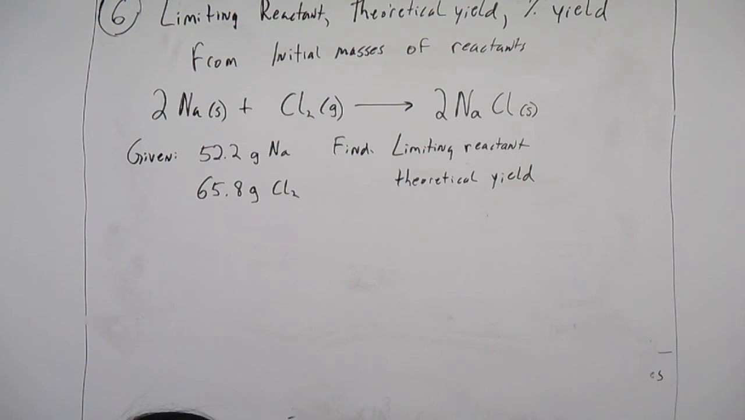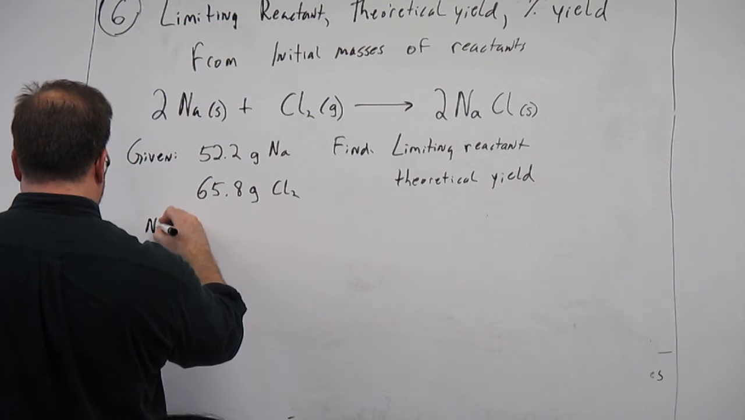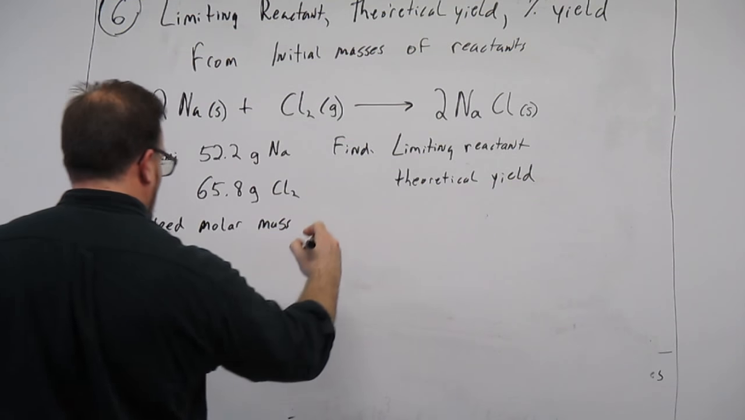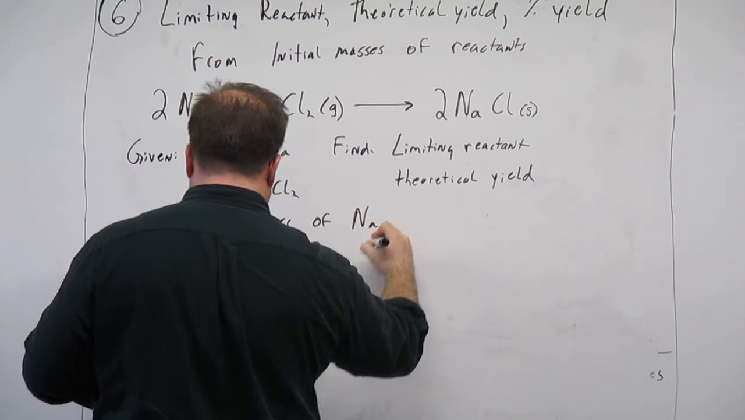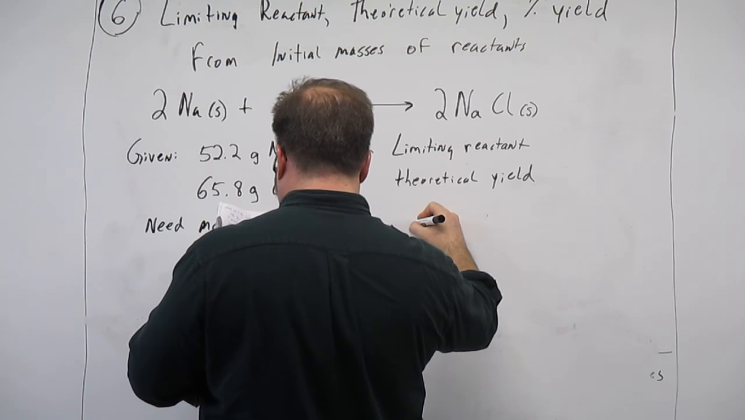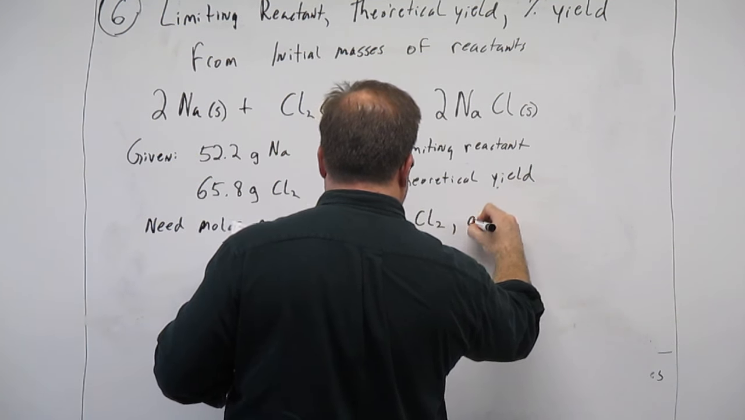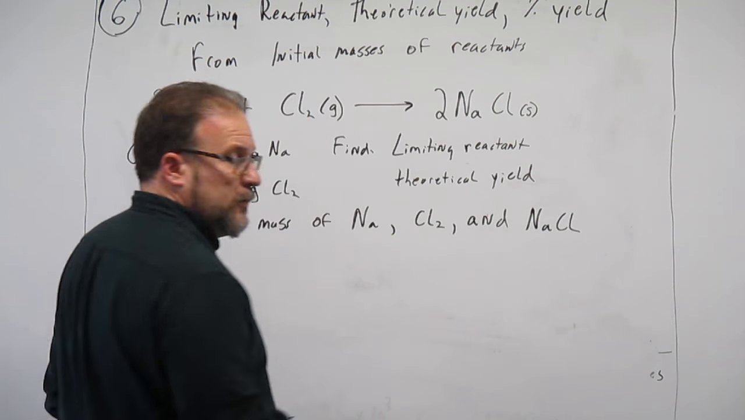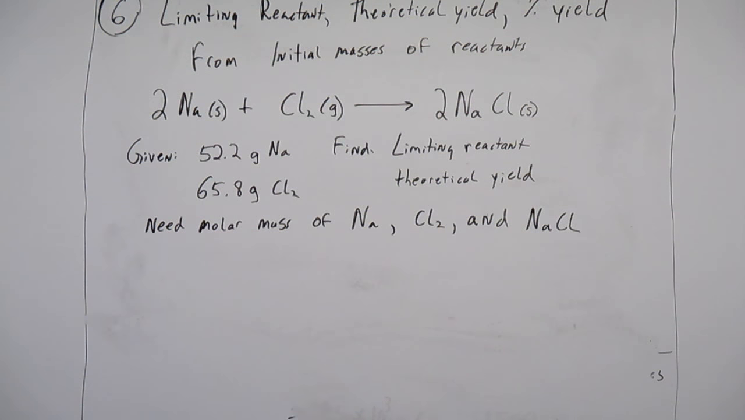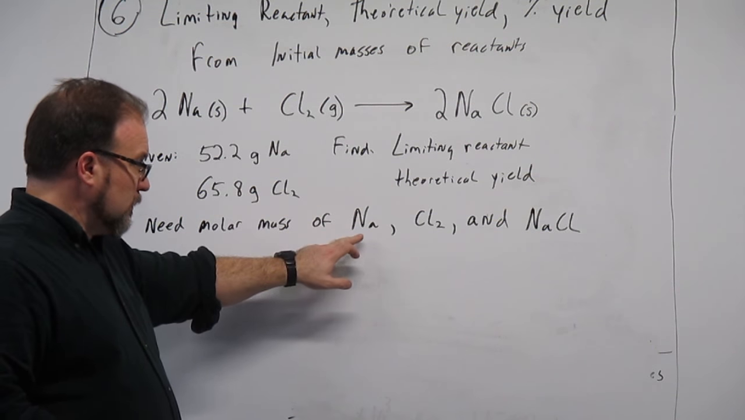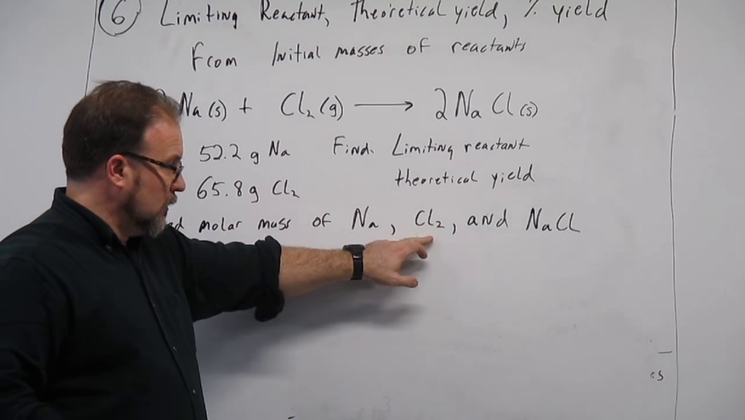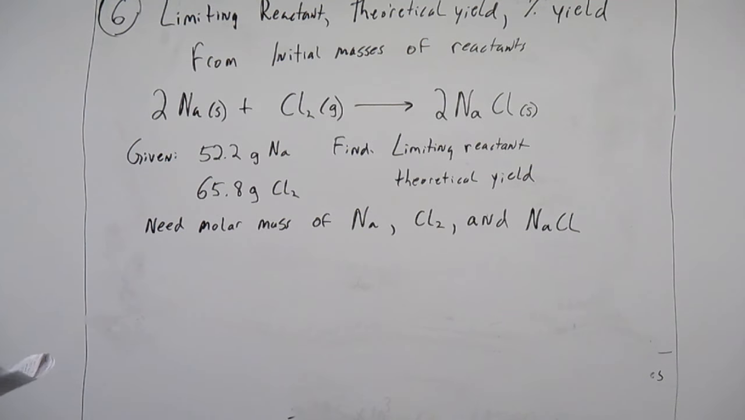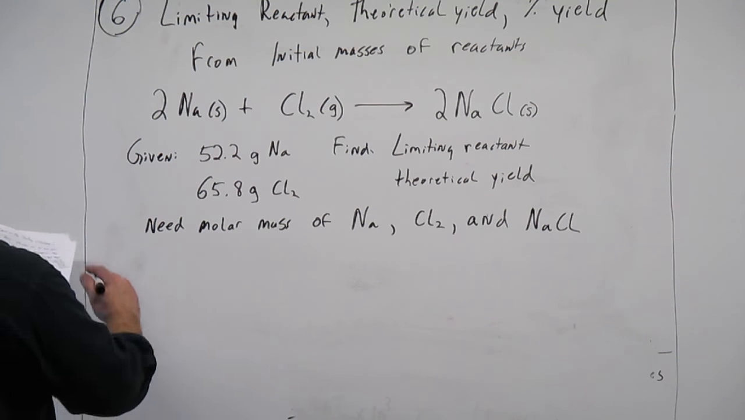In order to do this, you're going to need the molar mass of sodium, Na, which you find from the periodic table, Cl2, and the product, which is NaCl. When I say molar mass, you should know by now that that's the grams per mole that we normally get off the periodic table. So you go to the periodic table for sodium, chlorine, and sodium chloride, and you figure out what the grams per mole are for each one of these. And then you use your givens.